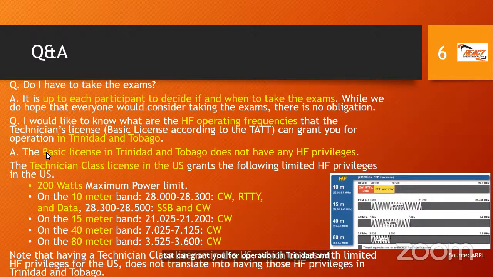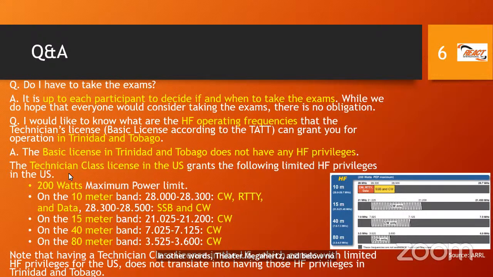So the short answer to that question is that the basic class of license in Trinidad and Tobago does not have any HF privileges at all. In other words, 30 megahertz and below, no privileges in the basic class in Trinidad and Tobago.